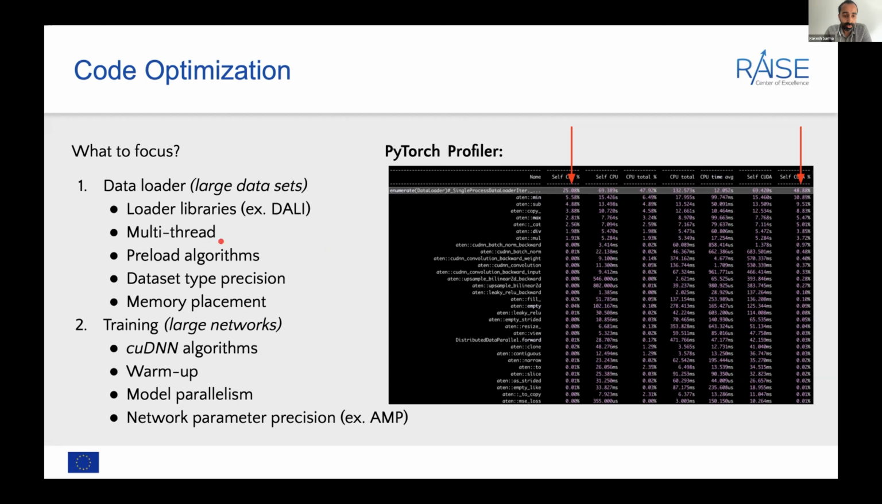Then we also looked into multi-threading, as we saw with the number of workers argument in our input configuration file. Then with preload algorithms, for example, with the prefetch factor. Then we also looked into mixed precision, so basically having a lower floating point precision for the parameters of the network. Then looking at, for example, pin memory, which also helps to speed up the process.